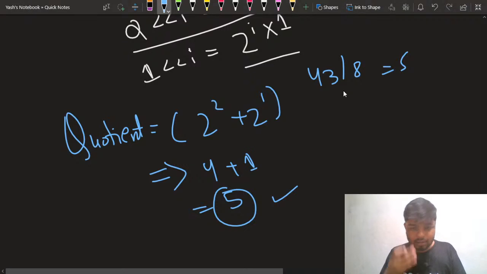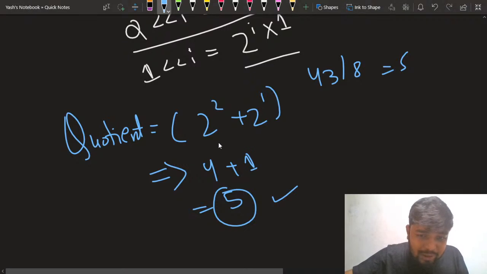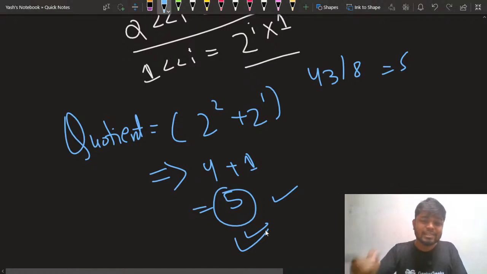So this is what I'll get. Everyone agrees on this? And you keep on adding. You try and check which power of 2 is suitable for that particular number, which power of 2 is possible. And once you get that, you simply figure out the power of 2 and you keep on adding the powers of 2, right? In this way, you can finally build up the quotient.